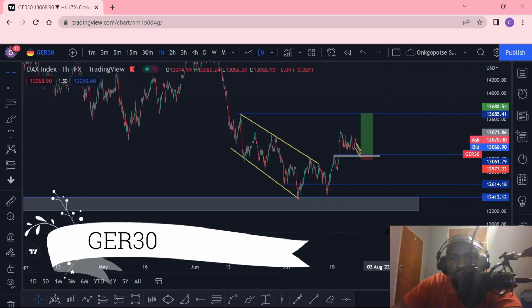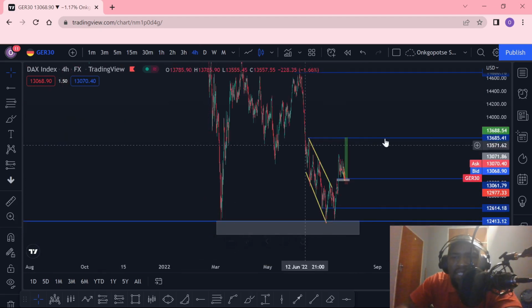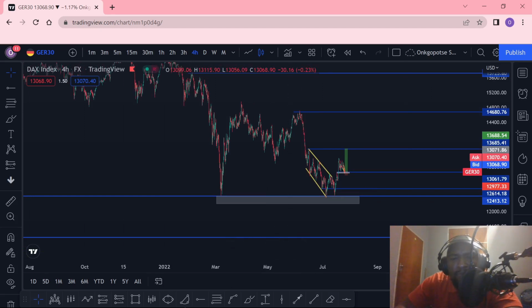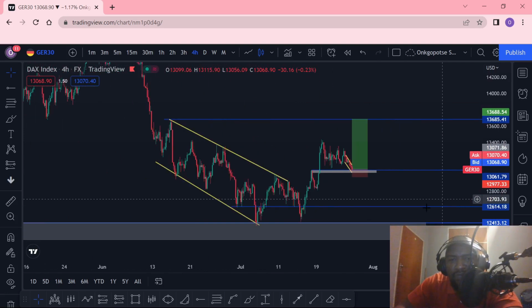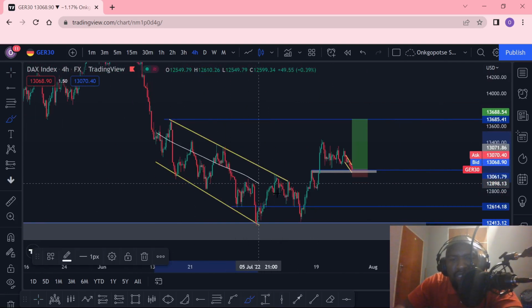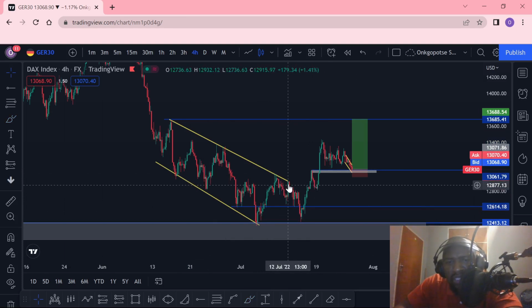German 30 looks beautiful also, based on the fact that when you go to the 4-hourly chart, you will simply see that there is a beautiful triple bottom at this beautiful low right there. So meaning to say that the German 30 looks beautiful based on the fact that we had this beautiful downtrending channel, which is this one right here, and we also had this breakout and retest of the overall bearish trend, which is this one right there.